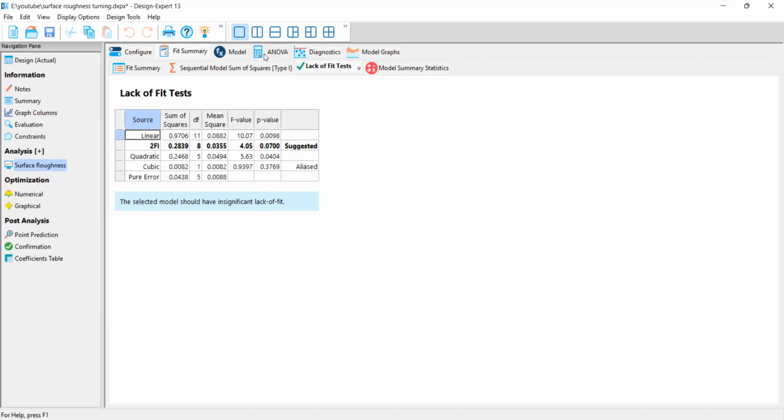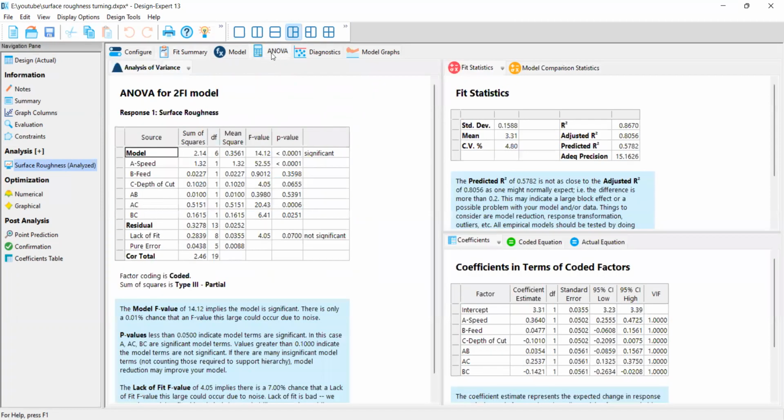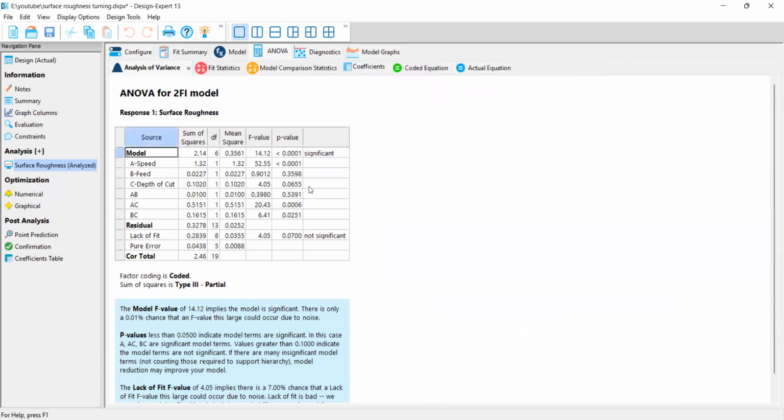So moving on to the ANOVA, for the present 2FI model, we will click on ANOVA and it will show these tables. This is the table of ANOVA, the two factor interaction model that we have got for the surface roughness conducted on a turning machine using speed, feed and depth of cut as the process parameters. Here we can see that the model F value is 14.12 and the p-value is less than 0.0001, which shows that the present model is significant.